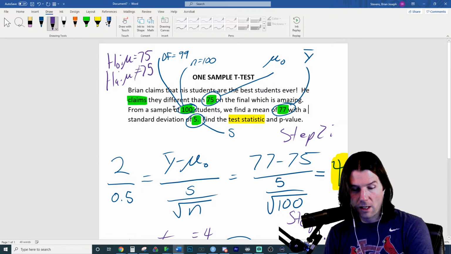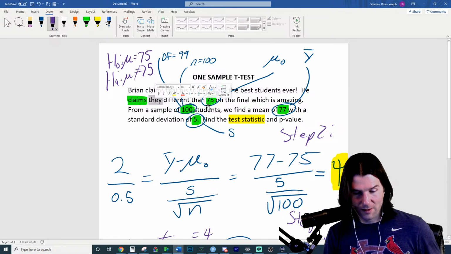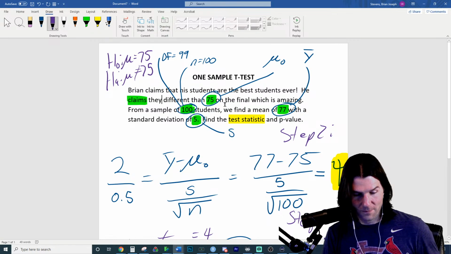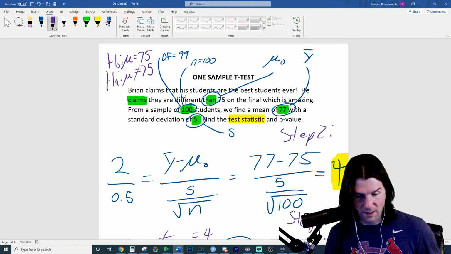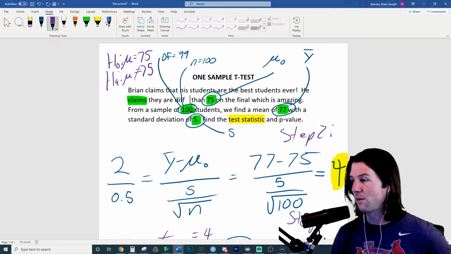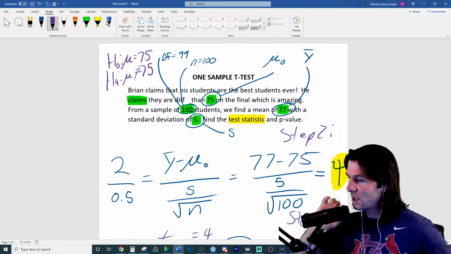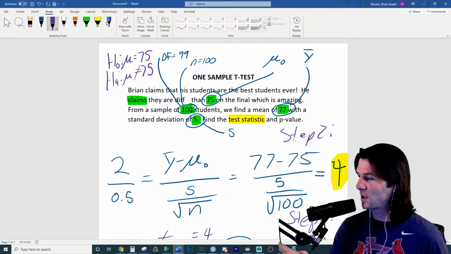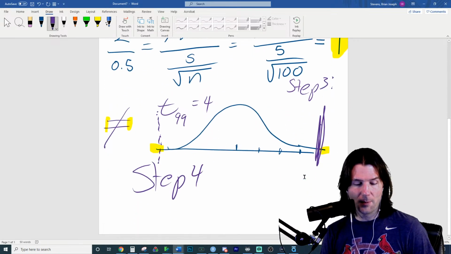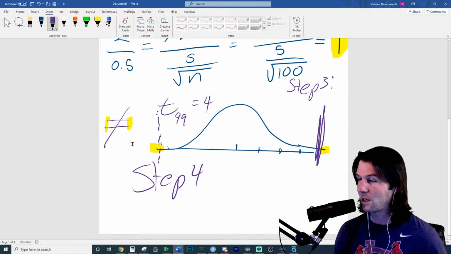So there we go. He claims they are different than 75. This is chapter 15 mostly, but a little bit about rejecting and failing to reject the null. Then we're going to do some chapter 16 right after Ella's. But now, since I'm claiming they are different than 75, we have the does not equal.